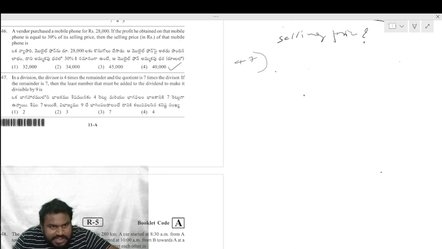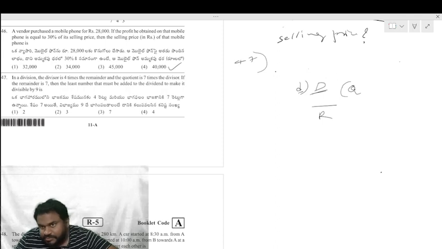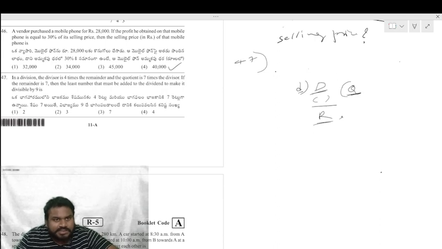In a division, the divisor is 4 times the remainder. So what is divisor? What is dividend? What is quotient? This is quotient, this is remainder, this is dividend, and this is divisor. The dividend will be divided by divisor, and the factor by which it gets divided is called the quotient. Whatever you get after subtracting is called the remainder. I think you should know this. Next, we'll apply the conditions.